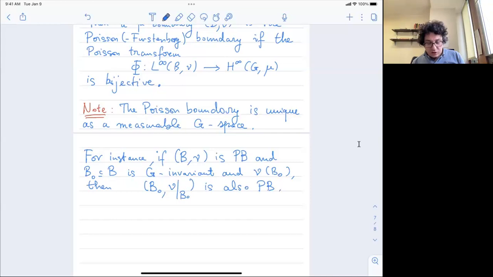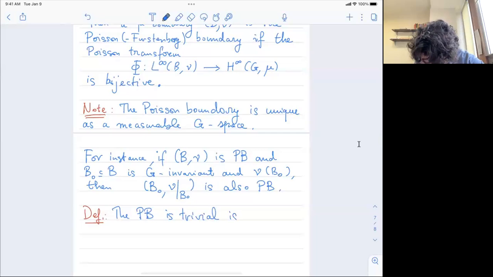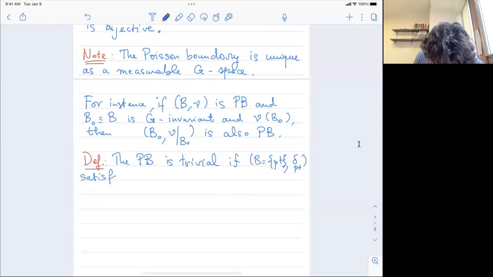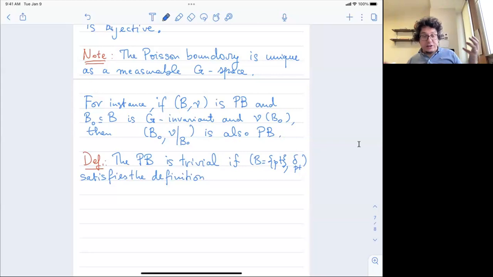But it's very clear that the fact that the boundary is trivial, on the other hand, is definitely a strong invariant. We say that the boundary is trivial if it's isomorphic to just a point. So if B equals a point with just the delta mass of that point, that satisfies the definition. So if the measure has only one atom, even in the category of measurable spaces, this is invariant. This is a strong thing to check.